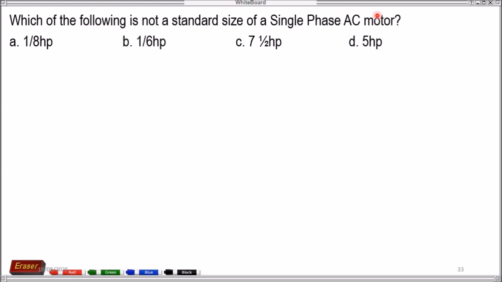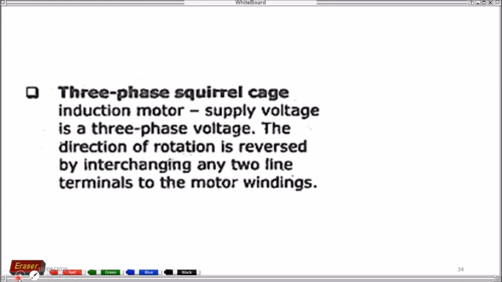Okay, so if you will question this one, which of the following is not the standard size of a single phase motor? So the correct answer for this one is letter A, which is 1/8.